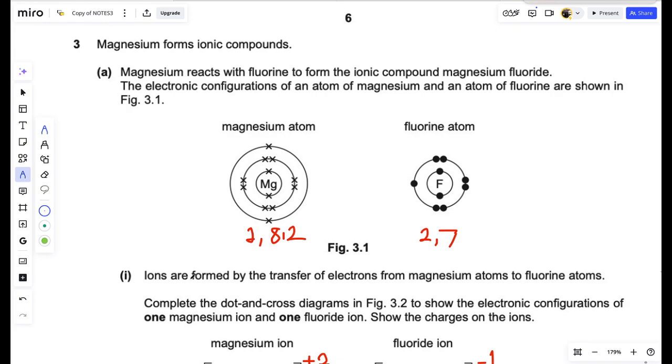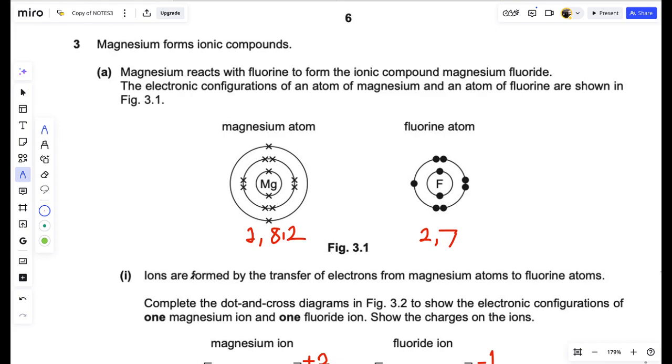Ions are formed by the transfer of electrons from magnesium atoms to fluorine atoms, right? The transfer of electrons from magnesium atoms to fluorine atoms. Ions are formed by the transfer of electrons from magnesium atoms to fluorine atoms.